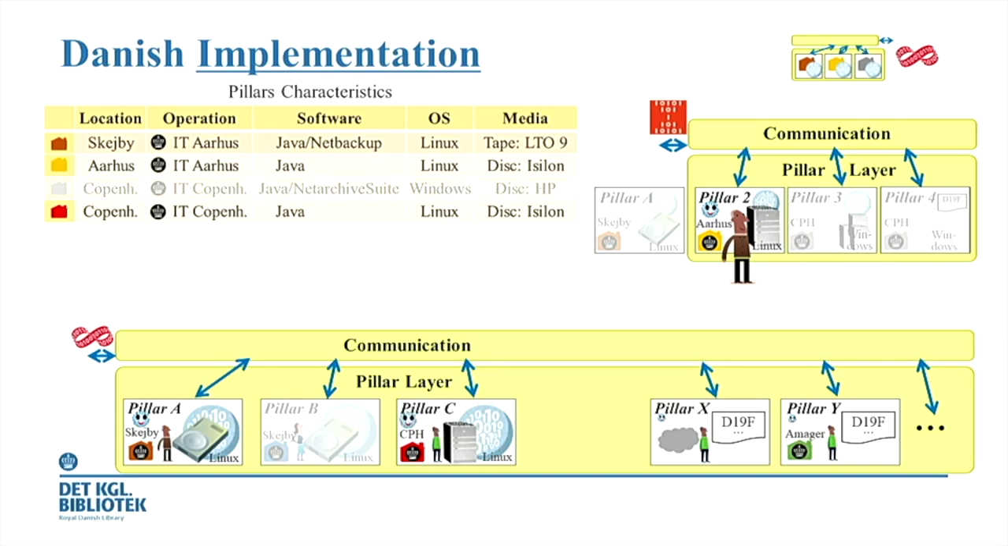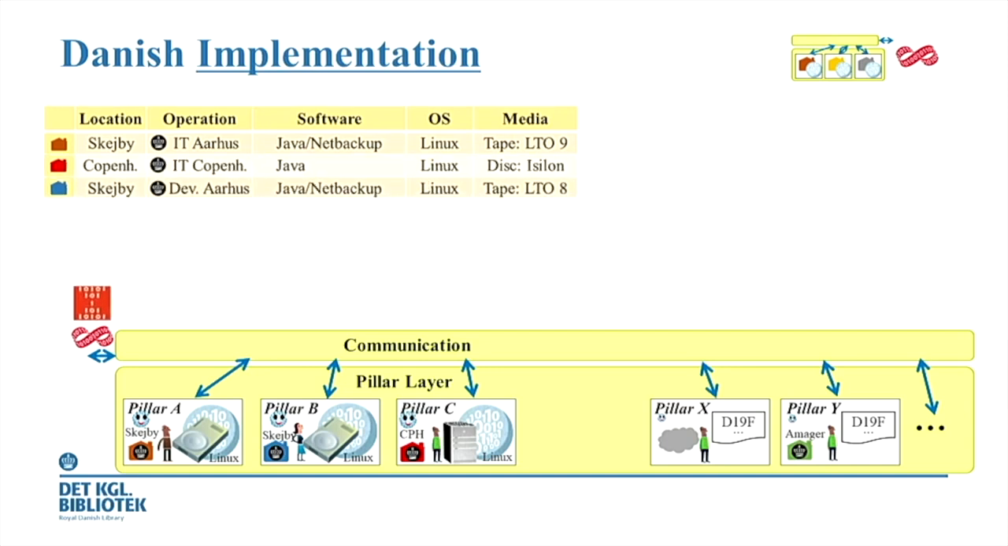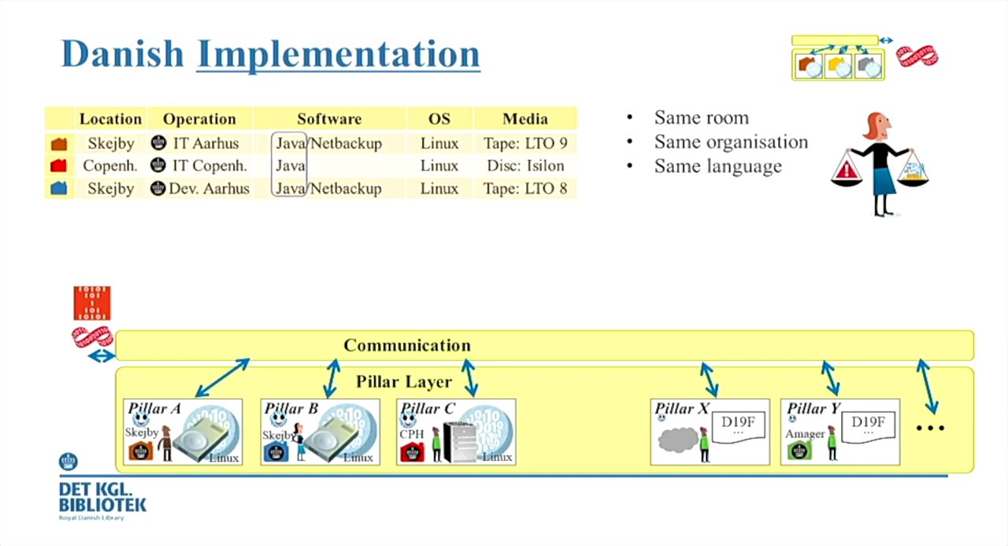So we put one copy down on this new one and put the other one to a cheaper tape copy that we already had. Okay, so this is how it looks now. We have a bit of a problem because two of the copies are in the same rooms, they're all in the same organization, they all use this programming language, operating system, same country, not good.